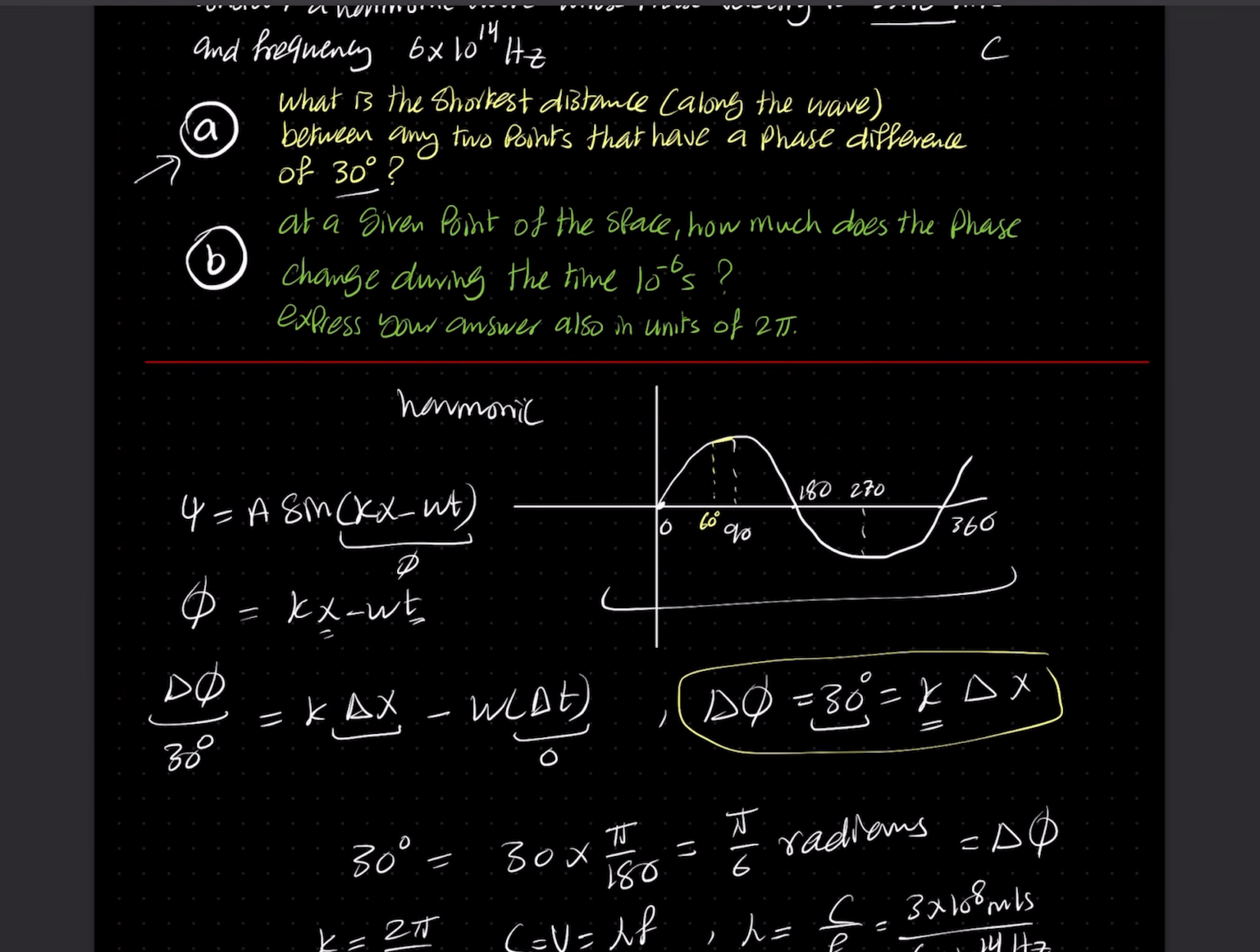At a given point of space, this is a very important piece here, a given point of space. So x is fixed, so delta x is 0, x is not changing. All right, how much does the phase change during the time 10 to the power minus 6? Express your answer in terms of 2 pi.